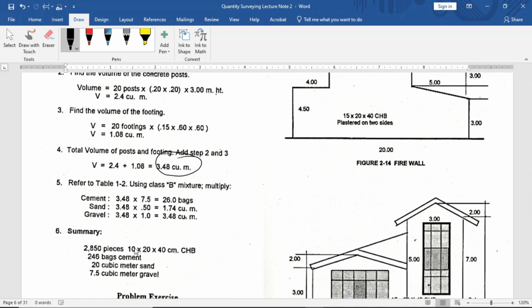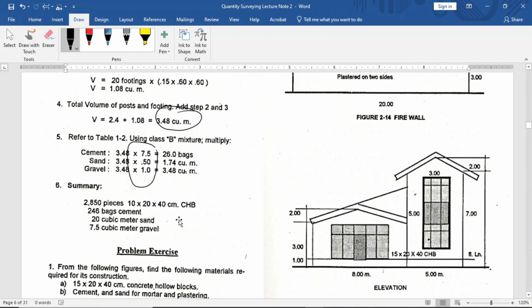So, ang total para sa footing tsaka sa column is 3.48. Ito pala yung multiplier natin para sa class B. So, 7.5, 3.75, 0.5 tsaka 1. So, 3.48 gives 26 bags. Sand is 1.74 cubic meters. Gravel is 3.48 cubic meters.